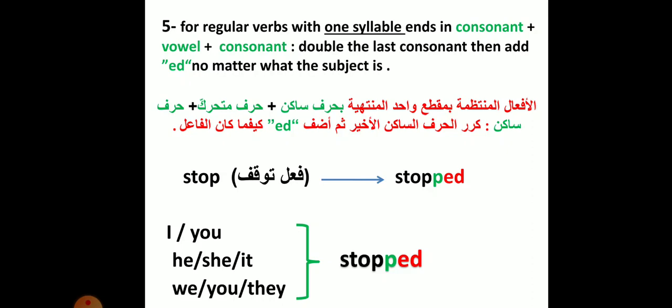Stop becomes stopped, no matter what the subject is. I, you, he, she, it, we, you, or they. We just keep stopped.